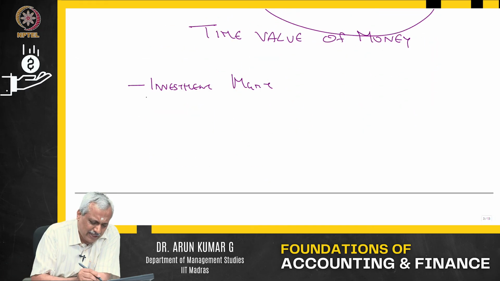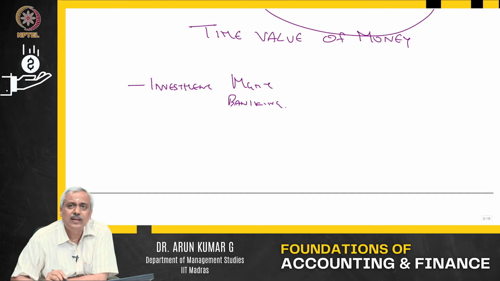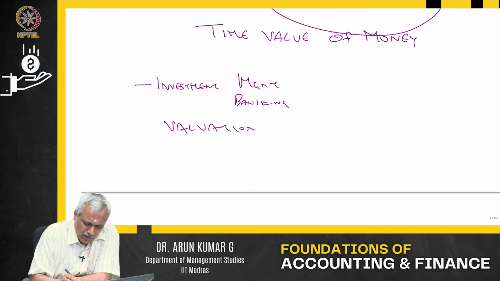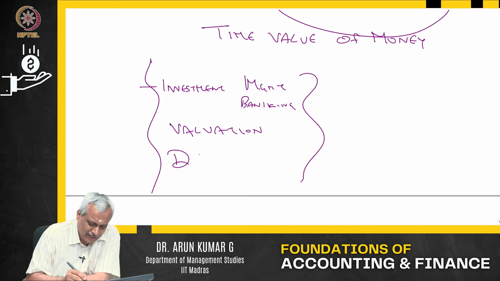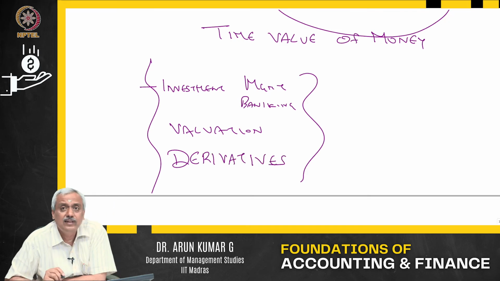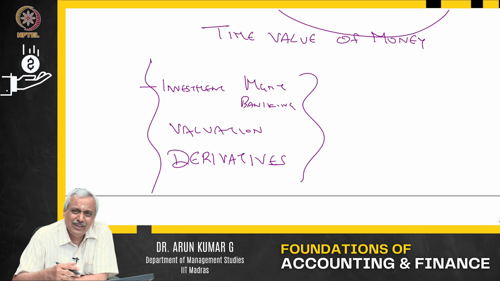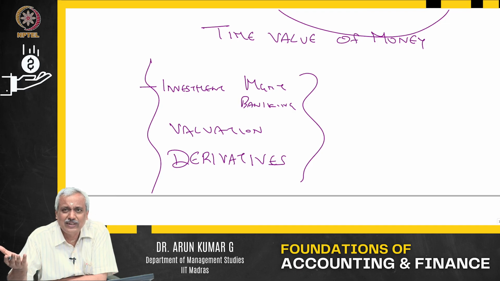Somebody would say, we will do investment banking. We will also do what is called valuation. We will also do what is called derivatives. So, what is a derivative? Again an instrument, not for investment, but for hedging your risk. Again valuation: you are valuing your investments, assessing the future value of your investments.